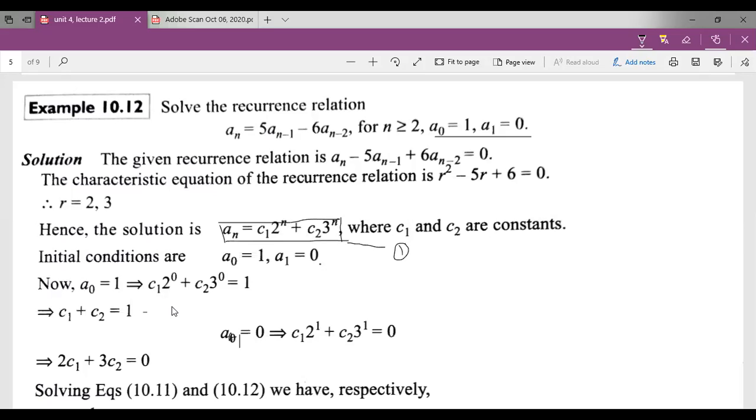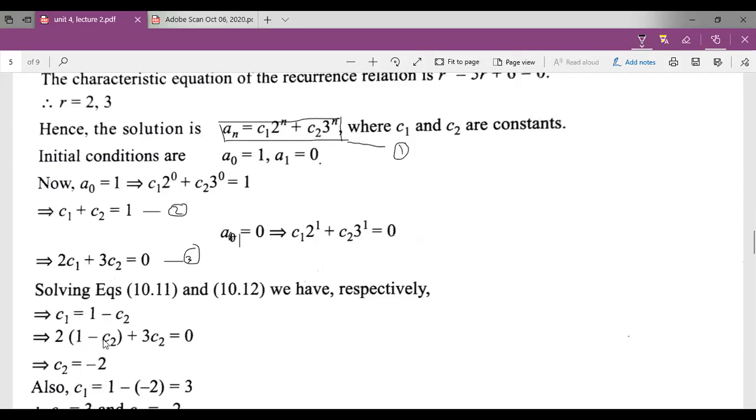So let it be equation 2 and let it be equation 3. By solving 2 and 3, we get the value of C1. From equation 2, C1 is equal to 1 minus C2. So we substitute the C1 value in equation 3: 2 into (1 minus C2) plus 3C2 is equal to 0. So we get the C2 value, C2 is equal to minus 2. So using this C2 value, we get the C1 value.